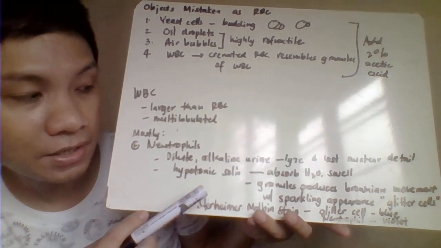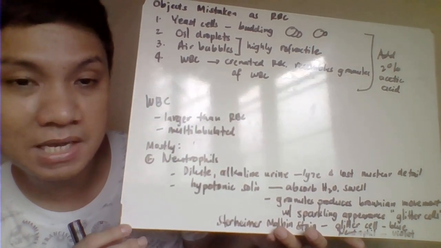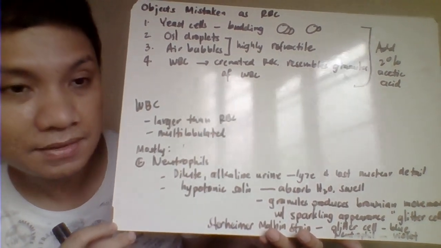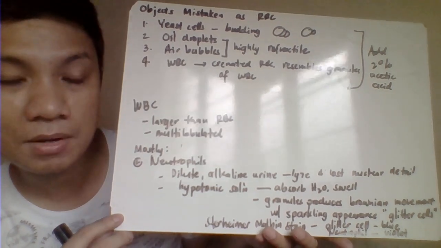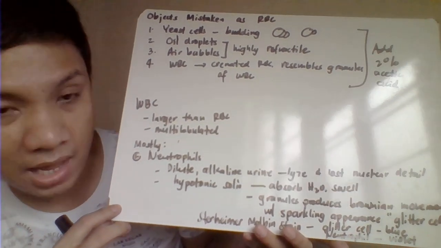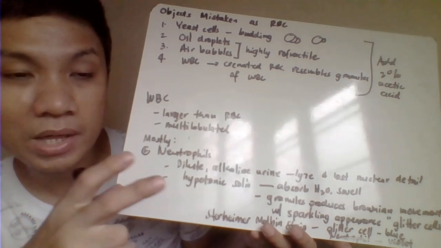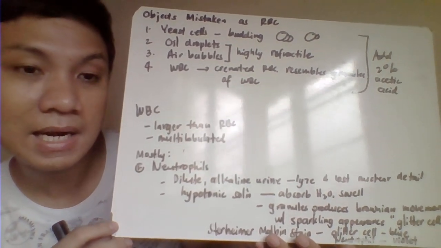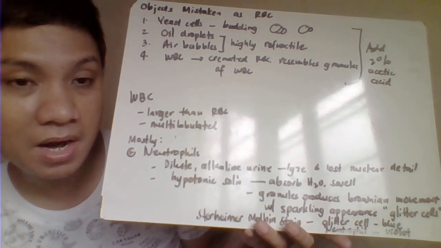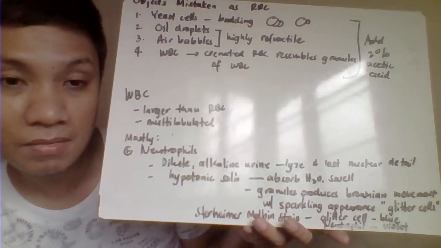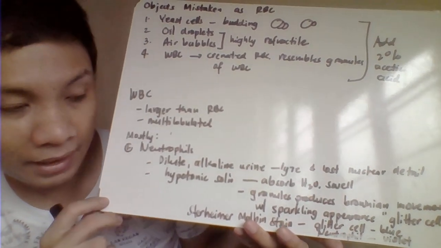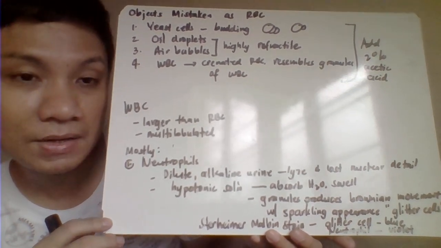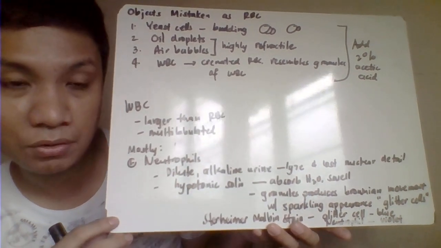In dilute alkaline urine, your neutrophil tries to lyse and eventually loses its nuclear details. In a hypotonic solution, it absorbs water, swells and lyses. The granules within show Brownian movement with a characteristic sparkling appearance. Therefore, we refer to that neutrophil as your glitter cells. Glitter cells are just the usual neutrophil; it becomes a glitter cell once it is exposed to a hypotonic solution.